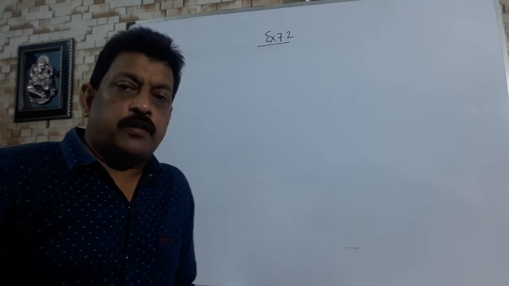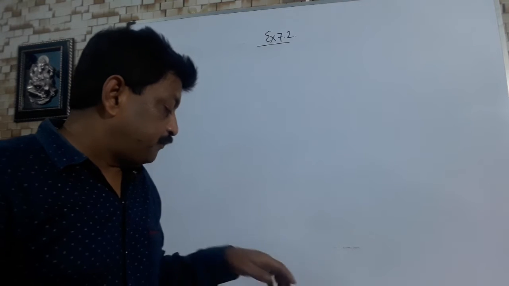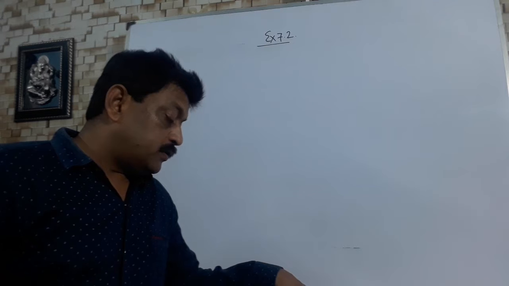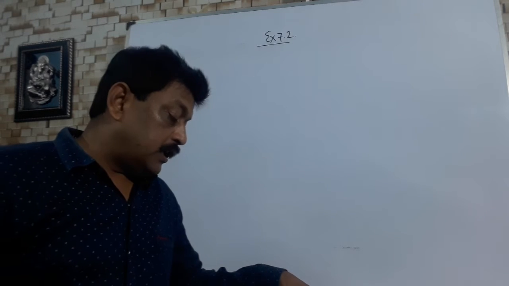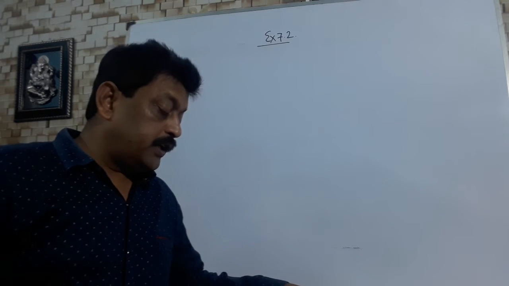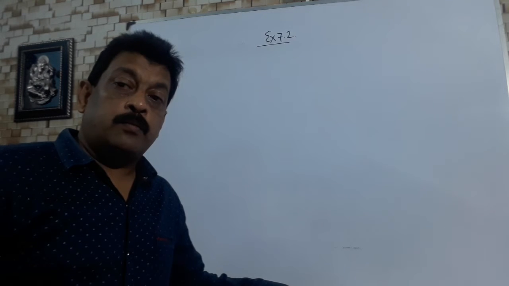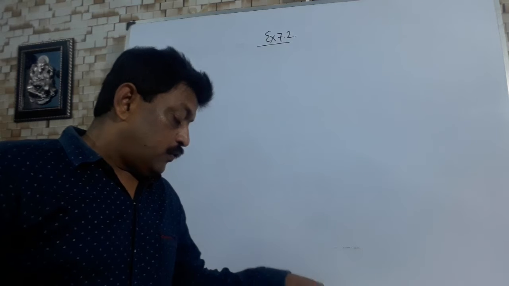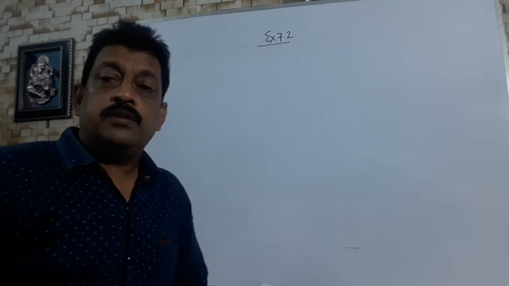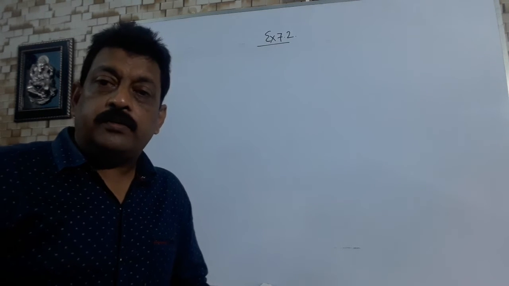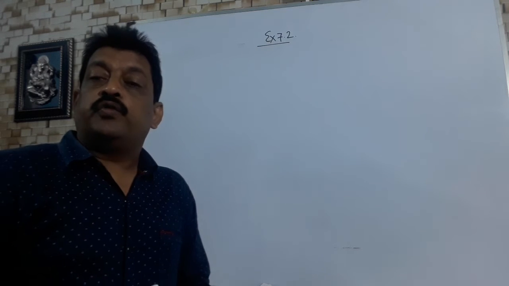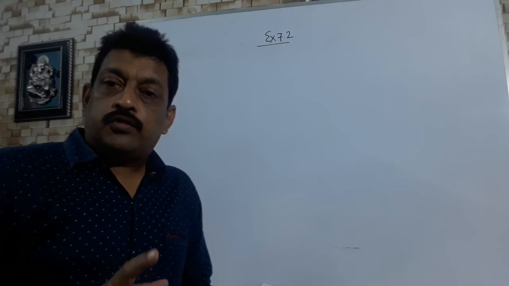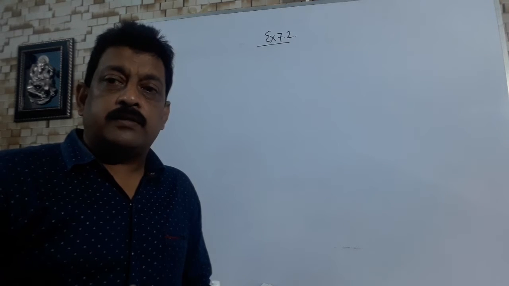There is another question from our textbook NCERT. The question says, find the coordinates of the points which divide the line segment joining A(-2, 2) and B(2, 8) into 4 equal parts. This means A and B are 2 points given. We have to join them, so we will get a line segment AB. Now this AB should be divided into 4 equal parts.